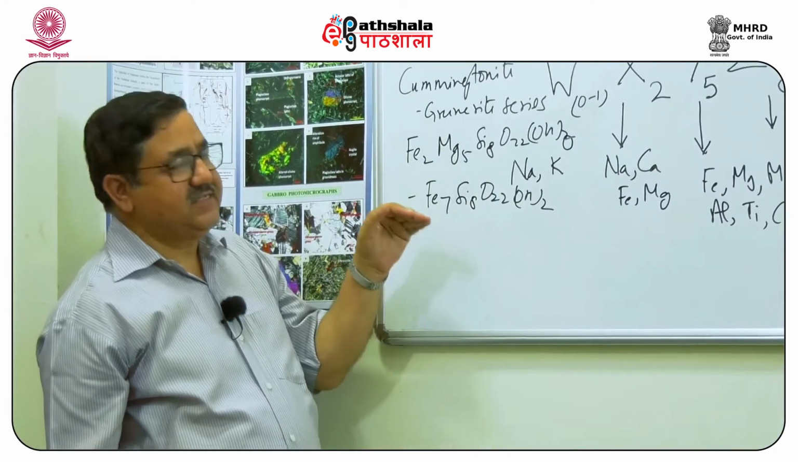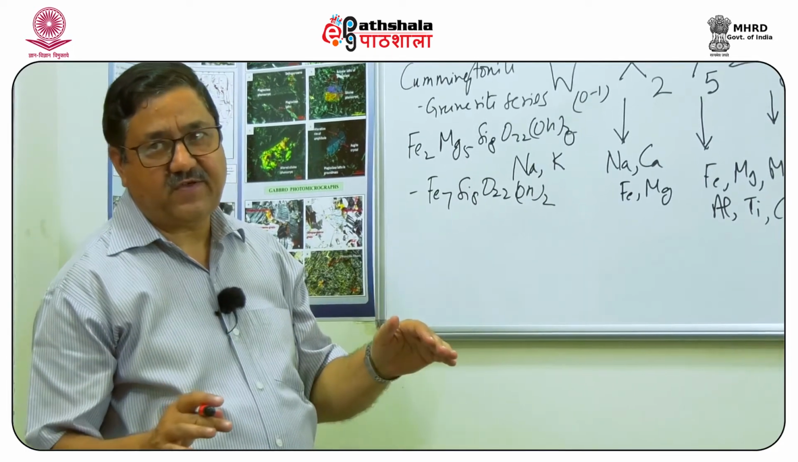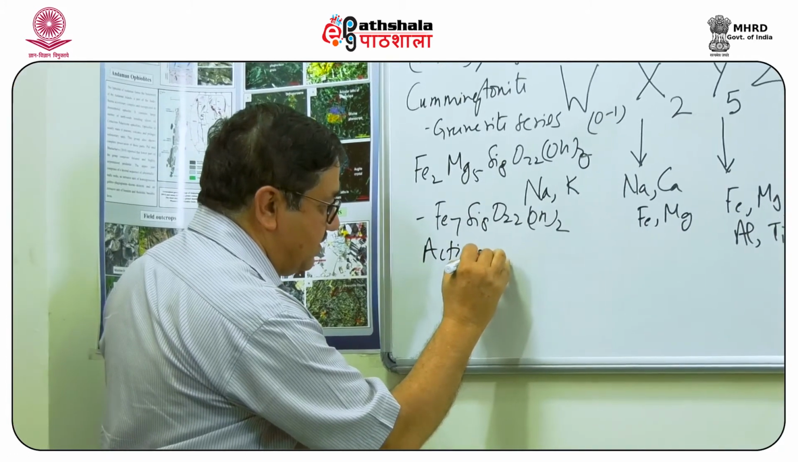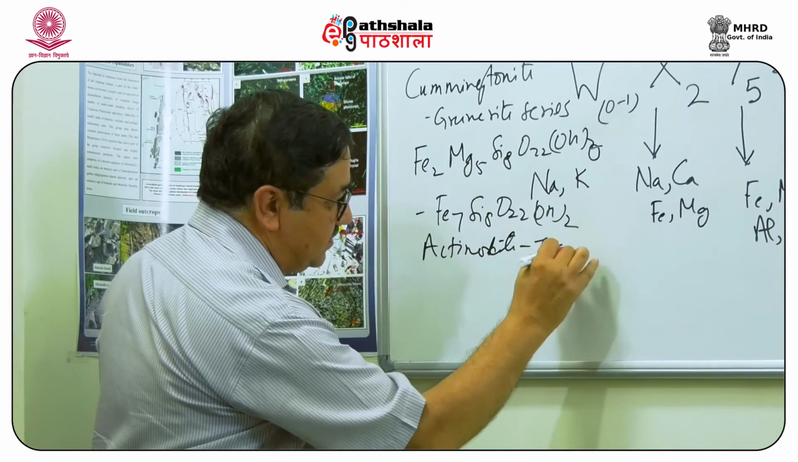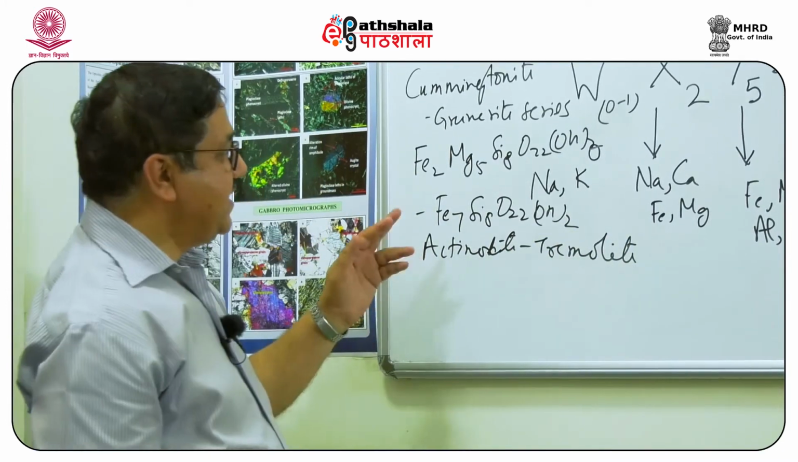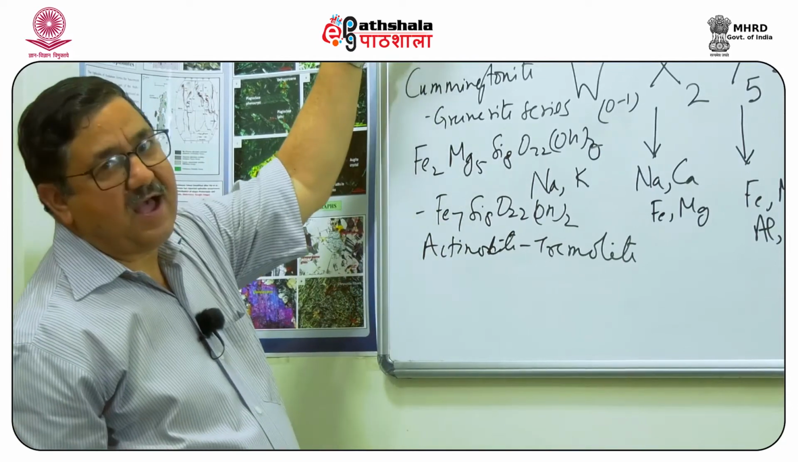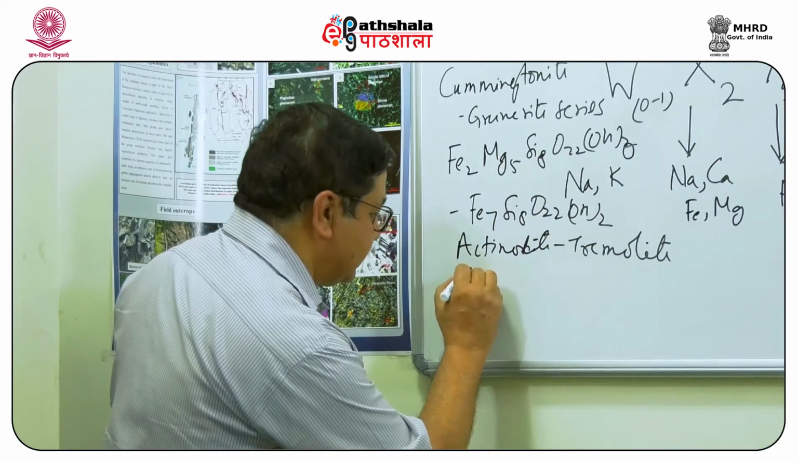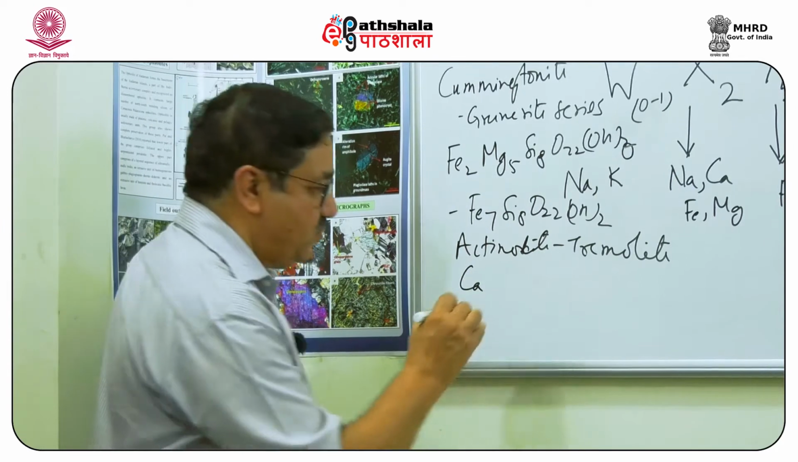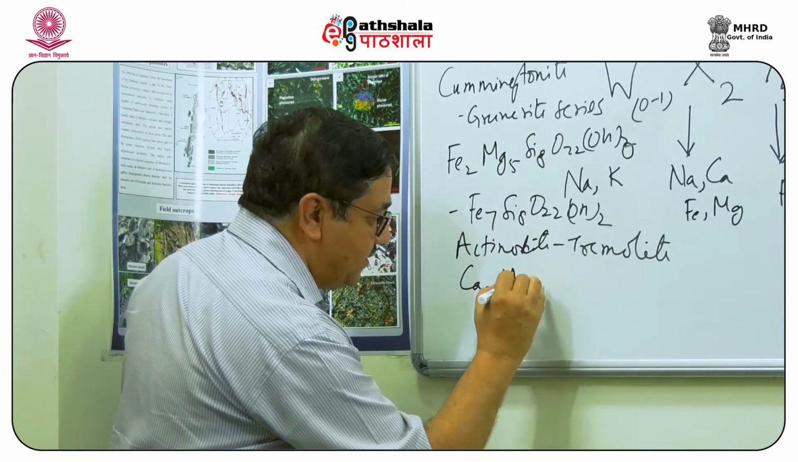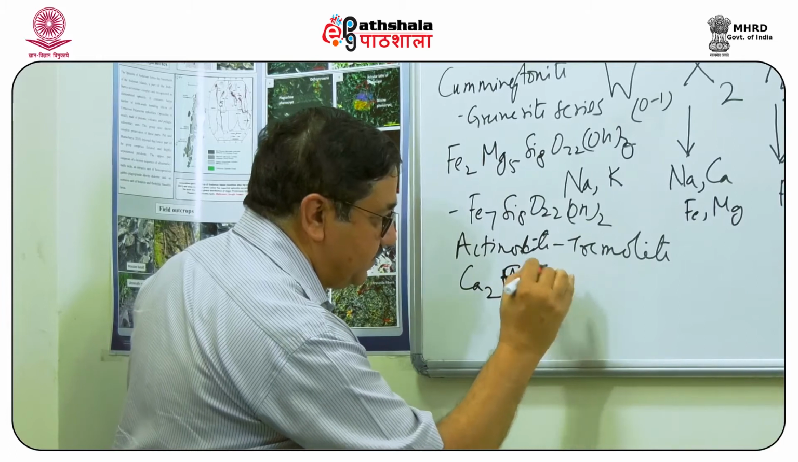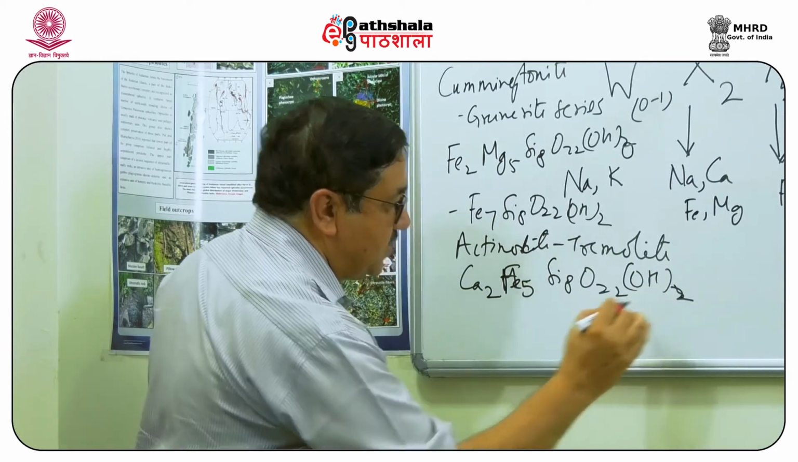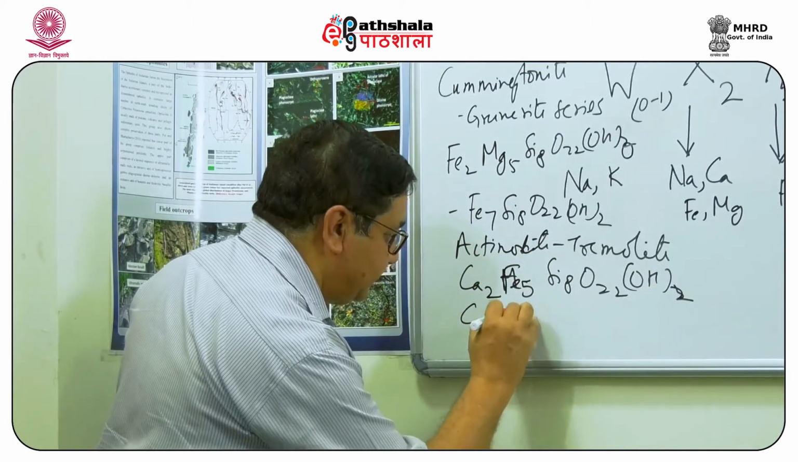Then we come to the next series of amphiboles, which is actinolite-tremolite. Now in the earlier ones we were lacking calcium. In the X cation position, we have calcium here. For actinolite we have iron, and for tremolite we have magnesium.